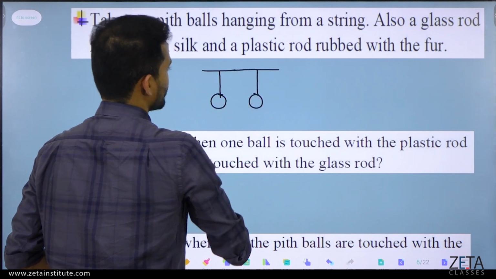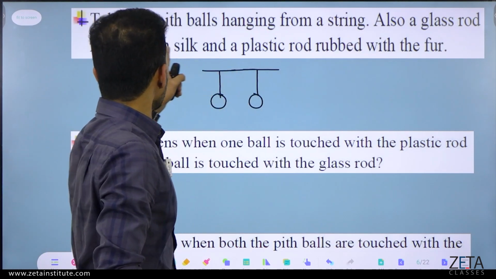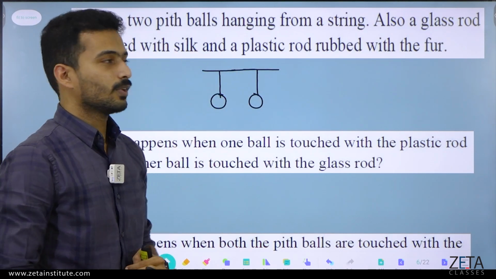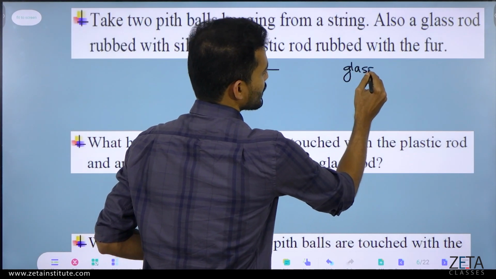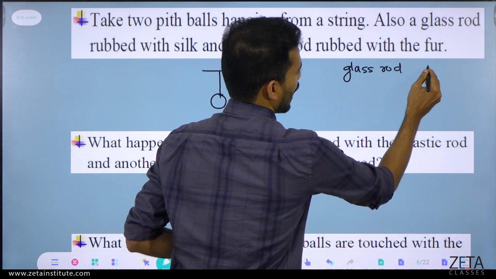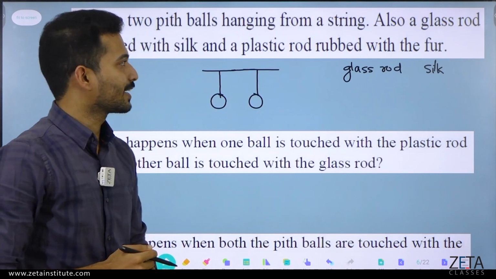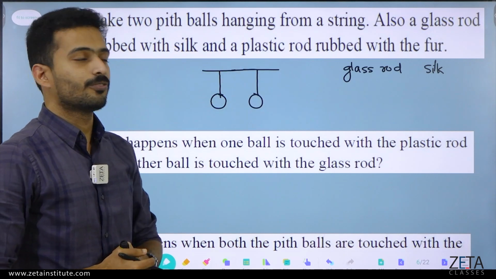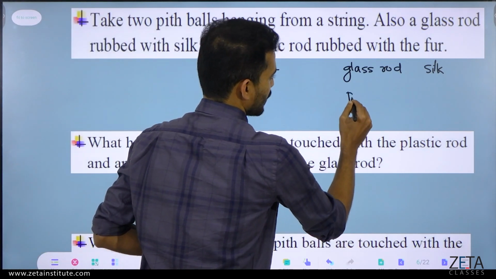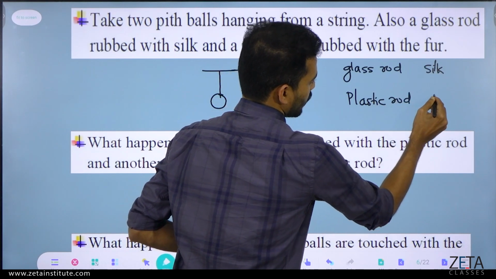Take two pith balls which are hanging from a string, a glass rod rubbed with silk, and then a plastic rod rubbed with fur.